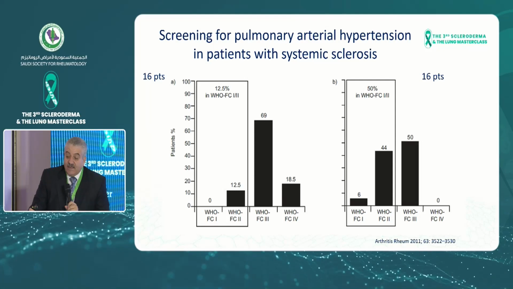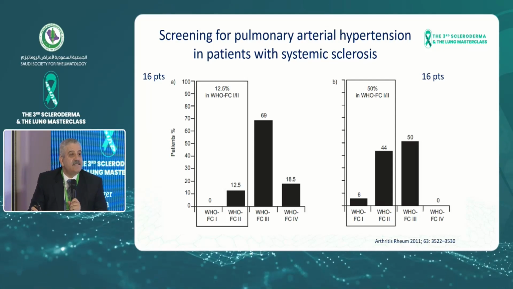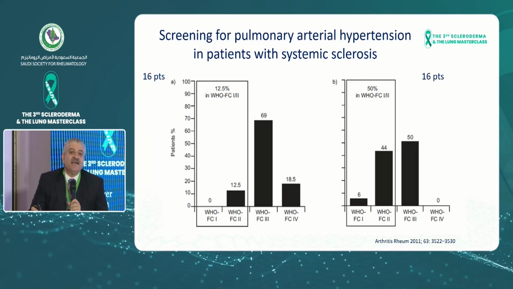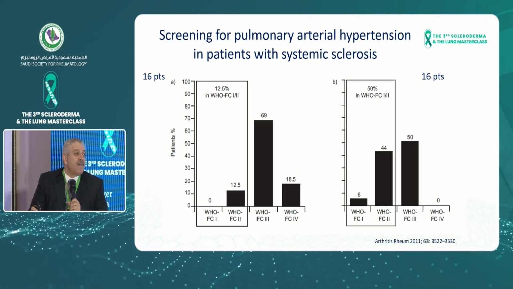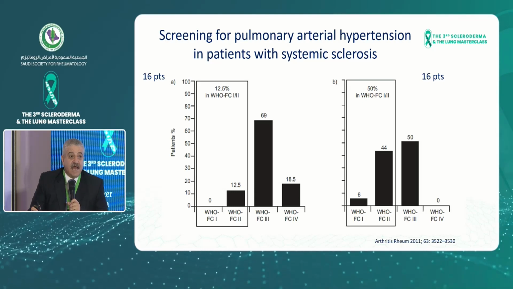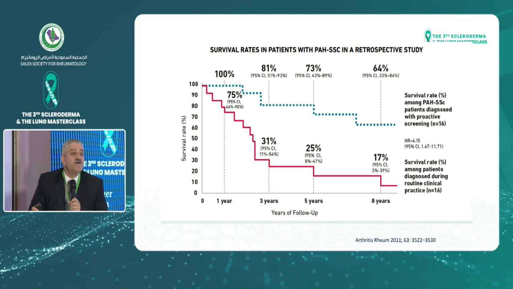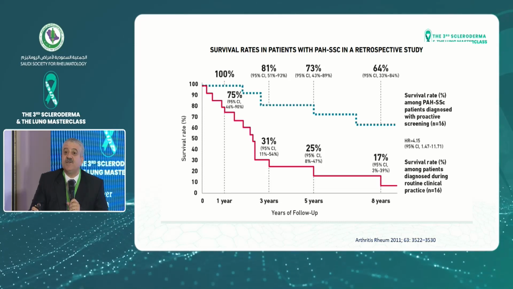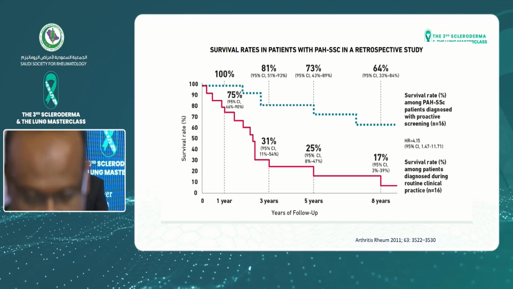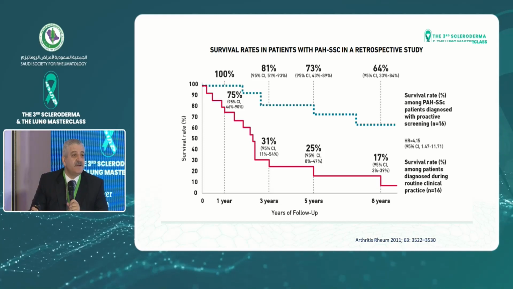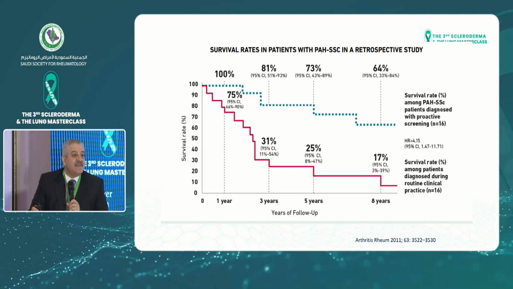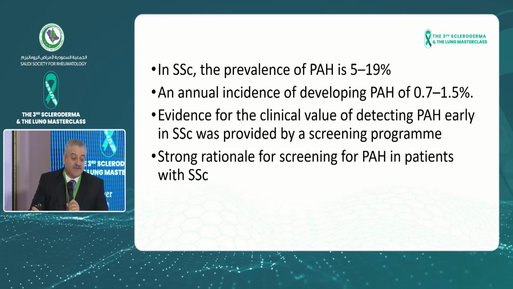Screening of patients, this study was in 2011, and they noticed that, guess what? If you detect the patient by screening, they tend to be in milder functional classes, and they tend to do better in terms of survival and mortality. This was huge. And if you detect the patient actively before they develop symptoms and they have an advanced disease, there is a huge difference in their outcome.